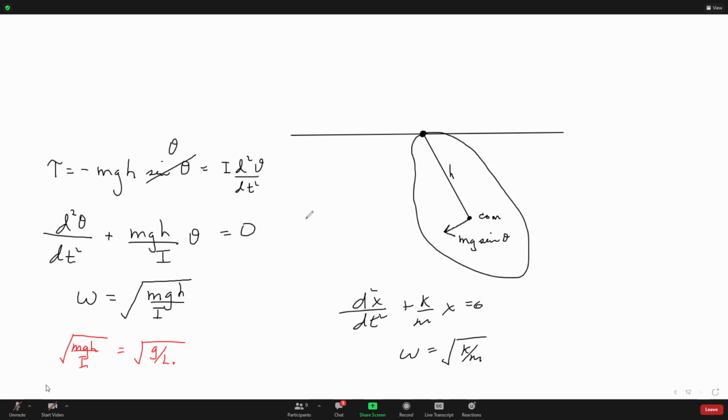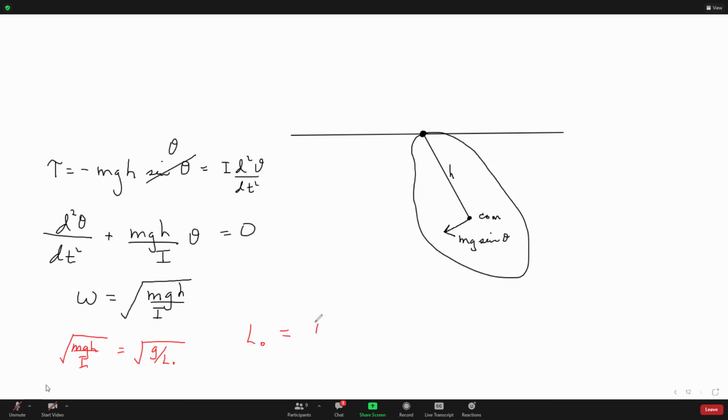and that implies that L0 equals mh over I. Nope, sorry, other way around. I over mh. Yes, I over mh, I'm sorry.